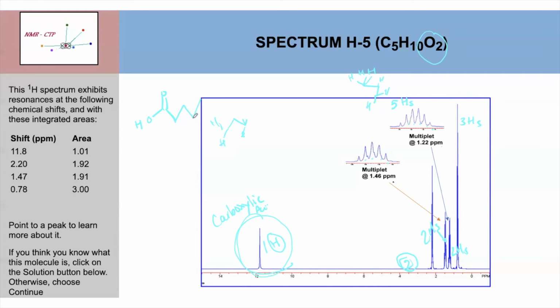We have 3 hydrogens here, 2 hydrogens there. That's a triplet for this one. And it also has 3 hydrogens, which we get from the table over here. Okay, great. Now we move to this one. This is a little, you know, it's really close together.